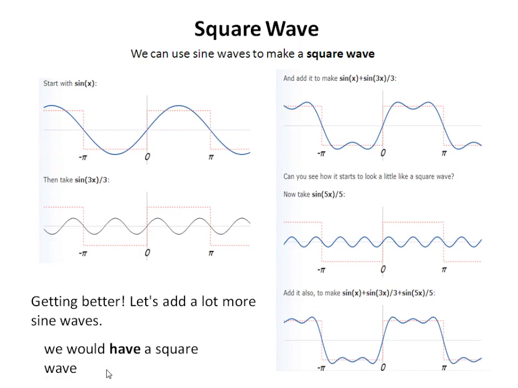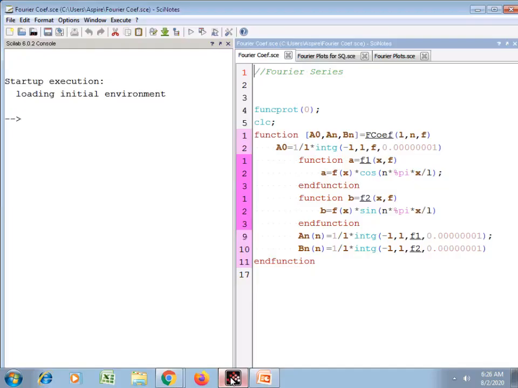Now we will see the calculations of the Fourier coefficients and the plotting of the Fourier series in Scilab. First, let's see the calculation of Fourier trigonometric coefficients a0, an and bn. So here is the program I have already written. Funcprot is the command to stop the warning message of redefined function which appears when we execute the program. Then the command clc for clearing the console before the execution of the program.